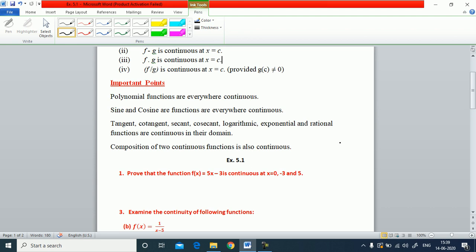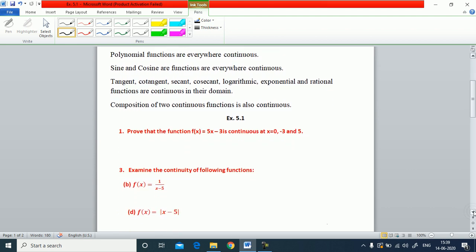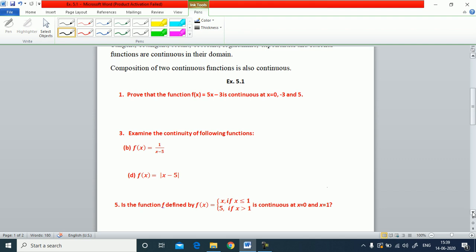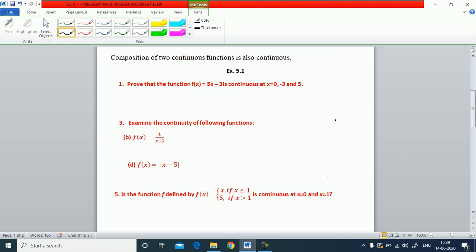Now let us try to attempt some questions from the exercise. See the first one. We have to prove that the function f(x), which is defined as 5x minus 3, is continuous for x equal to 0, minus 3 and 5. We are not going to check the continuity at these points. Instead, we will see the nature of the function f(x). If you see carefully, f(x) is a polynomial function. And just now we have discussed polynomial functions are everywhere continuous.